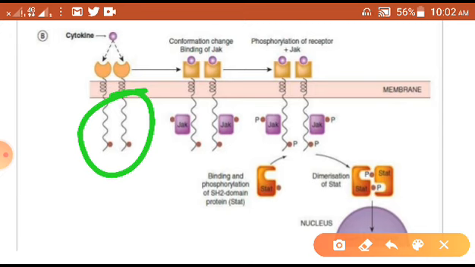Once the JAK gets phosphorylated, automatically the STAT will be attracted towards it. The STAT has an SH2 domain in it. The SH2 domain is present in that particular structure. And then this protein with the SH2 domain, which we call STAT, is going to be attracted towards the JAK, right? And here it gets activated.